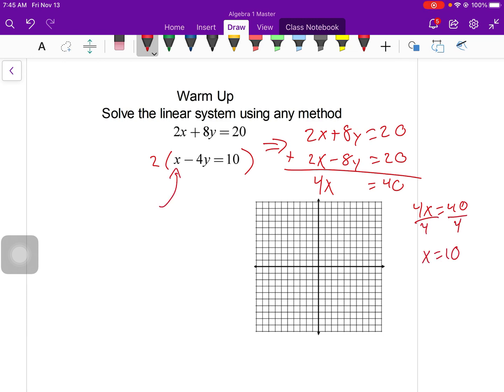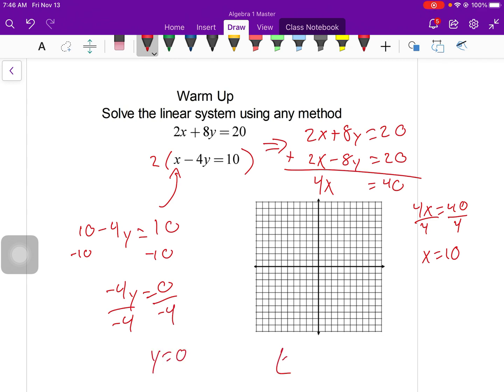I'm going to plug that into the original equation there. 10 minus 4y is equal to 10. Subtract 10 from both sides. You've got that y is equal to 0. So my answer is going to be positive 10, comma 0.